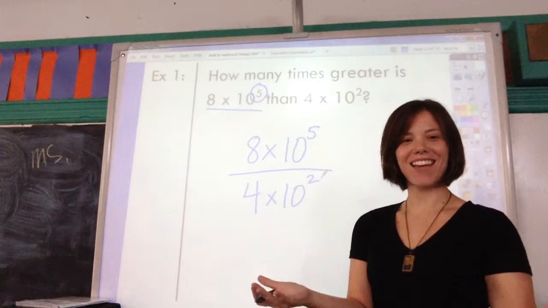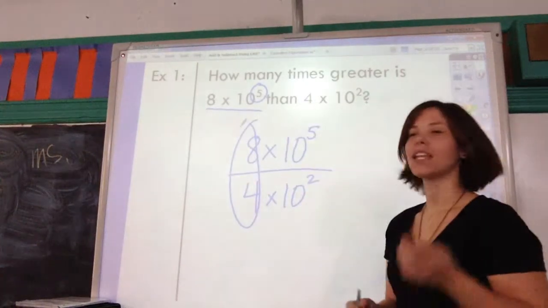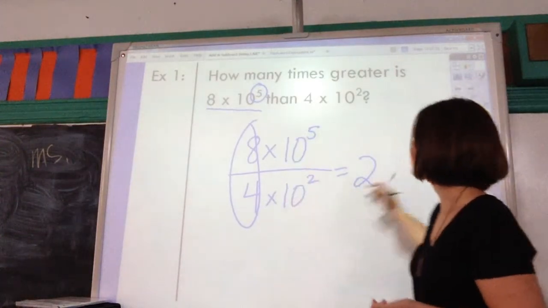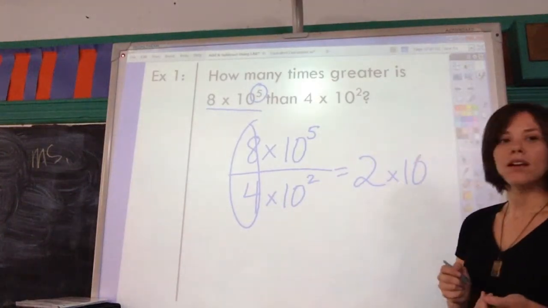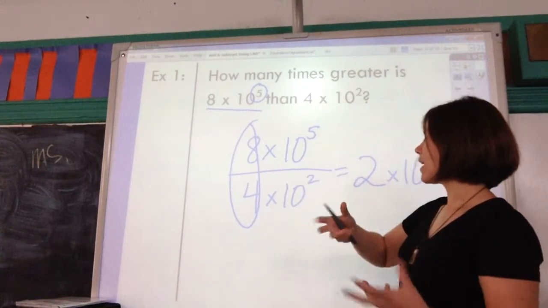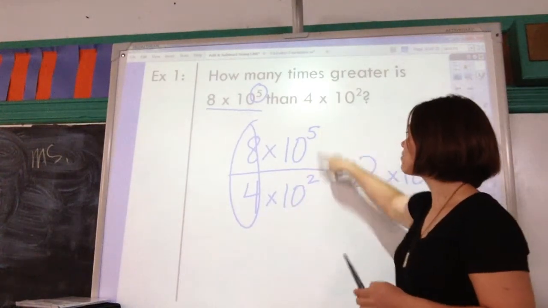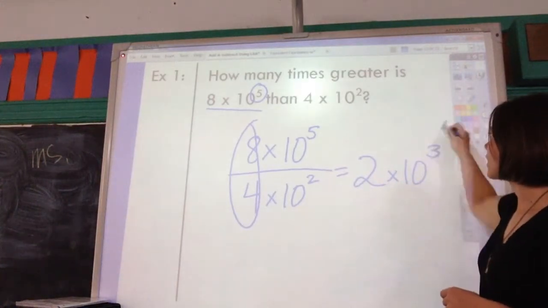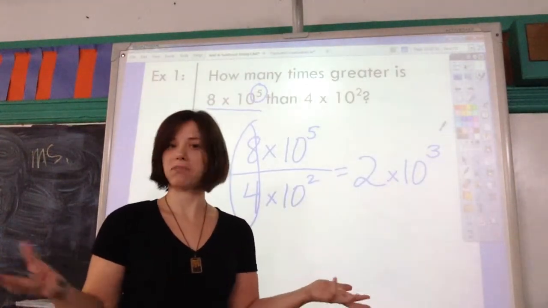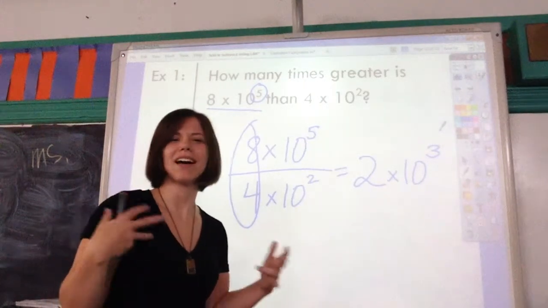When we divide in scientific notation, you should remember from last week, we divide our coefficients. 8 divided by 4 equals 2. I'm always going to rewrite my times 10, and then this is just a MADS rule. When I multiply, I add my exponents. When I divide with a common base, I subtract. So I'm going to do 5 minus 2, which is 3. Therefore, 8 times 10 to the 5th is 2 times 10 to the 3rd times greater than 4 times 10 squared. That's not actually that helpful.